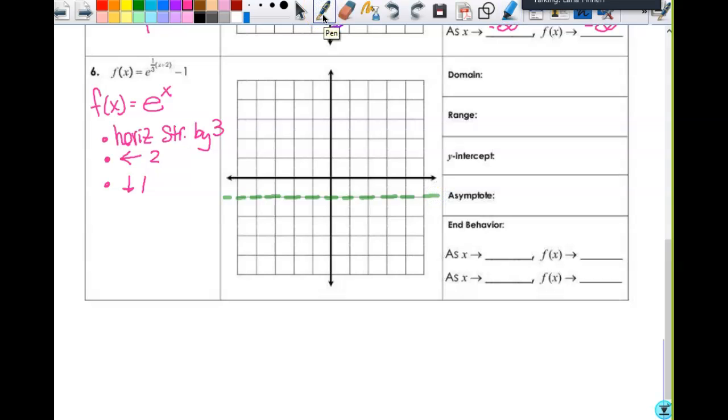So then I'm going to use my anchor points. I know when x is 0, y is 1. So I'm here. I have a horizontal stretch by 3, but since I'm on the axis, nothing happens with that. Then I go to the left 2, and I go down 1.